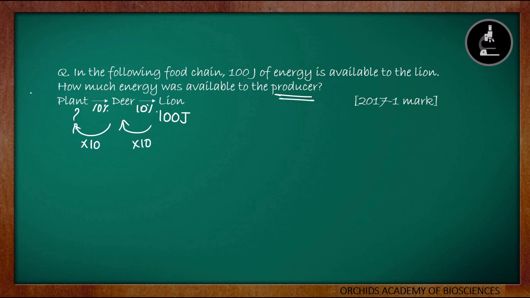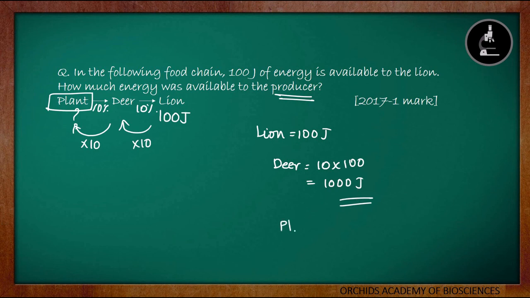So we are going now back to the producer level. They are asking us to calculate how much of energy will be there at the producer level. So lion, 100 joules of energy is there. Deer, 10 into 100. What is 10 into 100? 1000 joules of energy will be there at the deer level. When we finally reach plant, again deer into 10. What is deer into 10? 1000 into 10. That is 10,000 joules. So here we will be having 10,000 joules of energy.